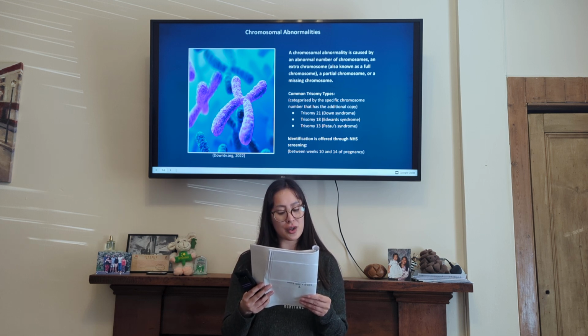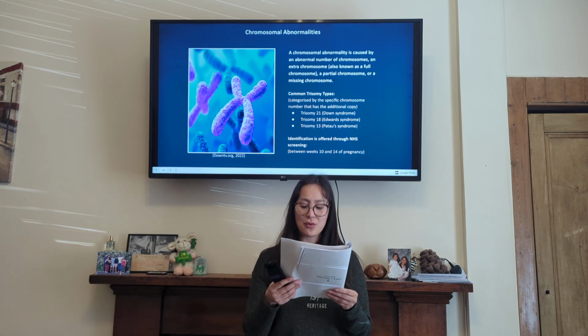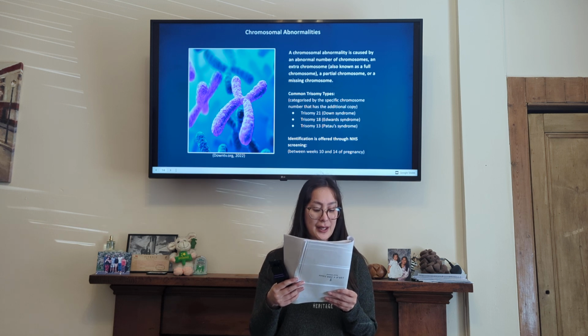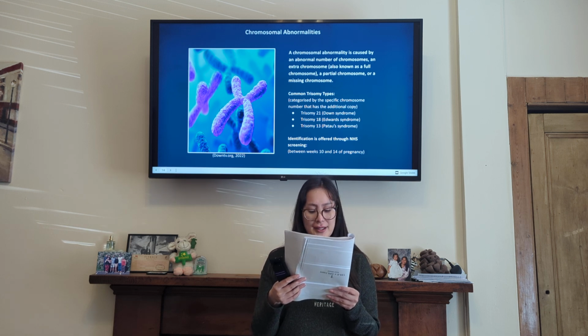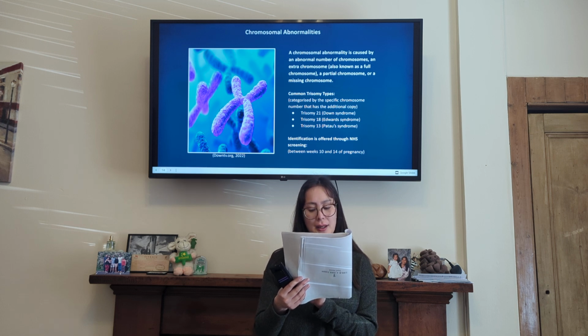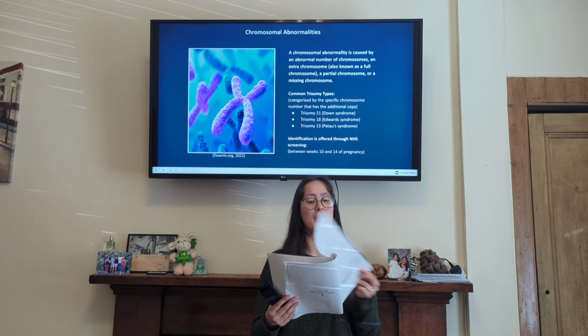Trisomy types are categorised by the specific chromosome number that has the additional copy. The most common are trisomy 21, which is Down syndrome, trisomy 18, which is Edwards syndrome, and trisomy 13, which is Patau syndrome. These can be identified through screening, which is offered to all pregnant women using the NHS, typically between weeks 10 and 14 of pregnancy.